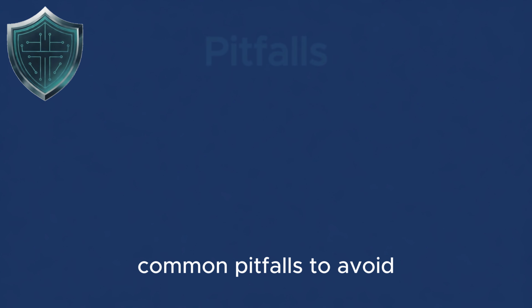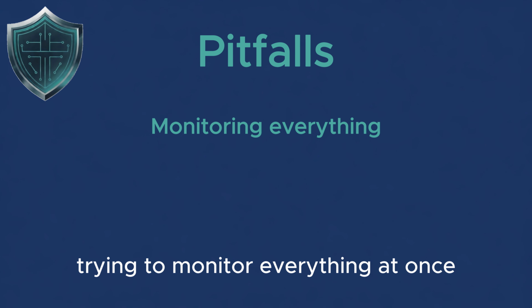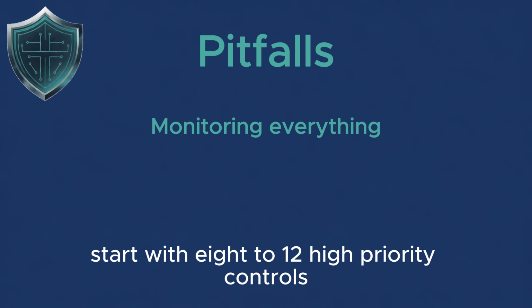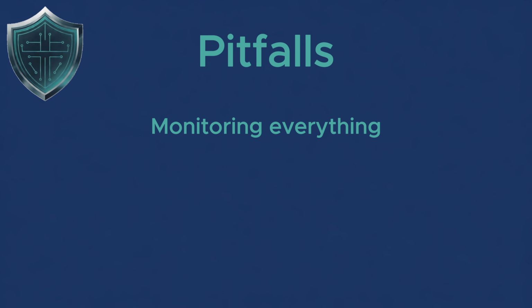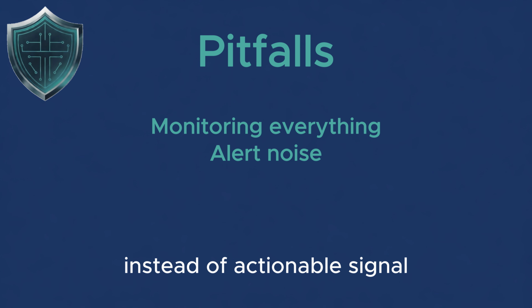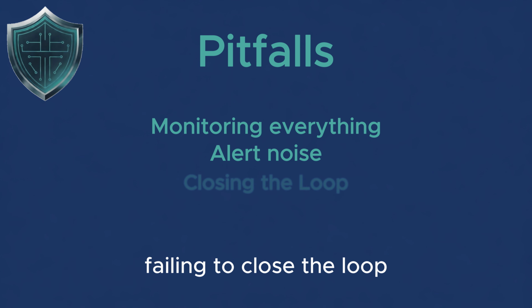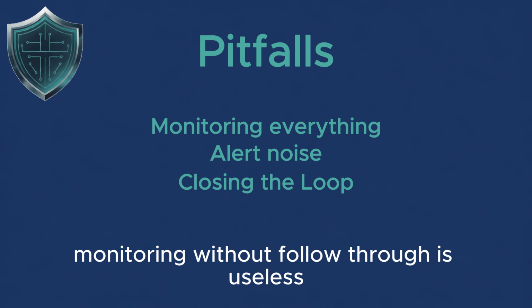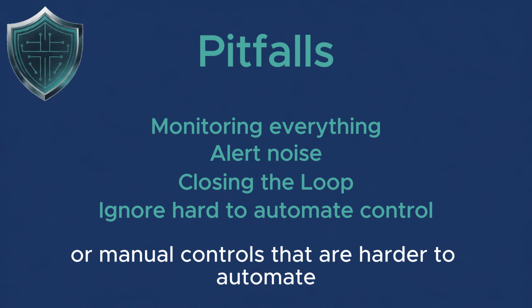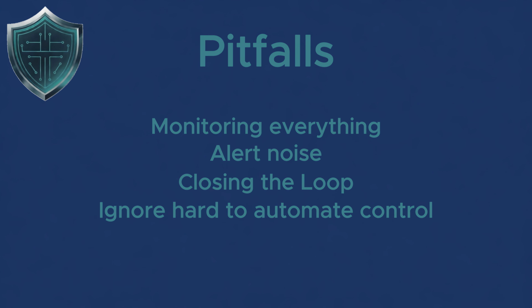Common pitfalls to avoid. Trying to monitor everything at once. Start with 8 to 12 high-priority controls. Setting alerts that create noise instead of actionable signal. Failing to close the loop. Monitoring without follow-through is useless. Ignoring qualitative or manual controls that are harder to automate.